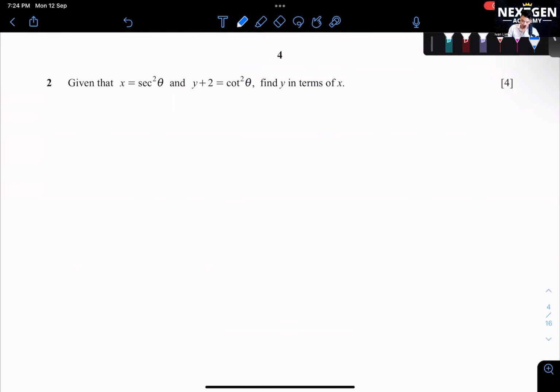Given that x equals secant square theta and y plus 2 equals cotangent square theta, find y in terms of x. For this particular question, there are 2 ways that you can do it. So you all see my answer scheme.